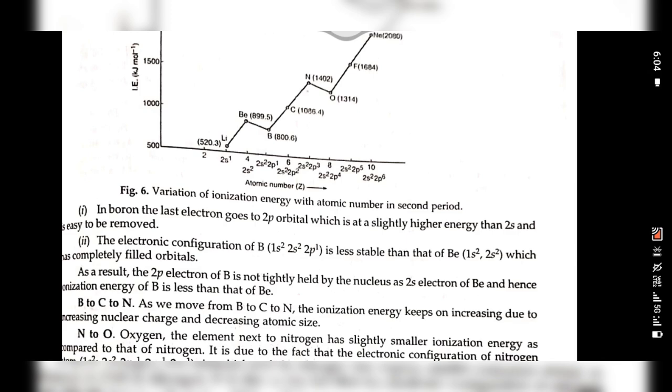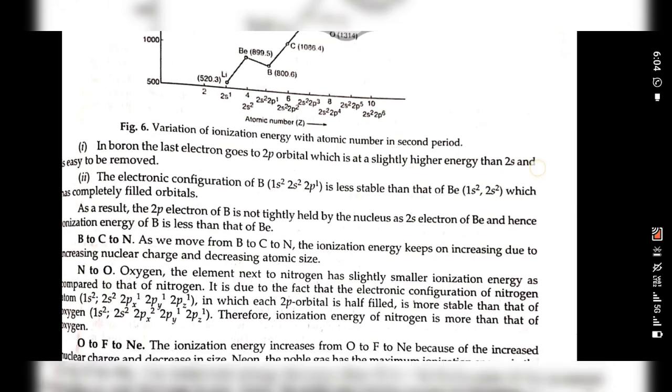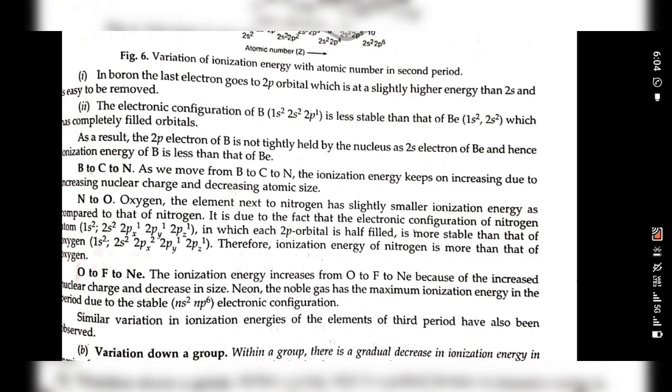Boron to carbon to nitrogen. As we move from boron to carbon to nitrogen, the ionization energy keeps on increasing due to increasing nuclear charge and decreasing atomic size. Nitrogen to oxygen. Oxygen, the element next to nitrogen, has slightly smaller ionization energy as compared to that of nitrogen. It is due to the fact that the electronic configuration of the nitrogen atom, in which each 2p orbital is half filled, is more stable than that of oxygen. Therefore, ionization energy of nitrogen is more than that of oxygen.